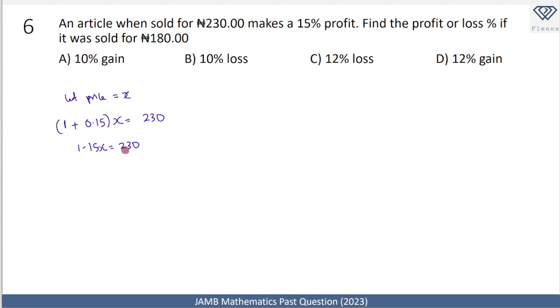So the value was 230. Now that means the original price. To find the value of X, I just need to divide both sides by 1.15, and X will be equal to 200. So the original price was 200, and 15% of 200 is 30. So you made a profit of 30, and that is why 30 plus 200 is 230. So when the original price was 200 and you sold it at a 15% profit, you sold it for 230. But now I found the original price.